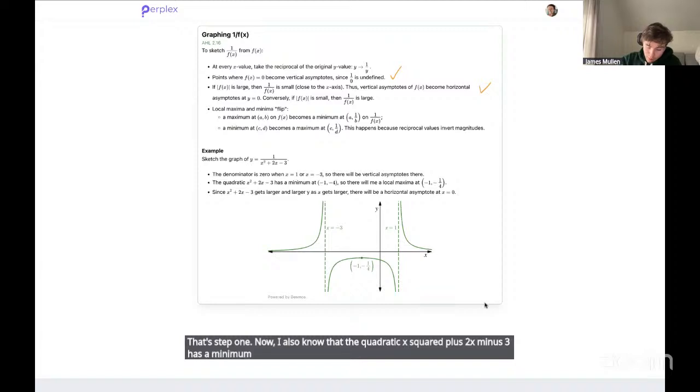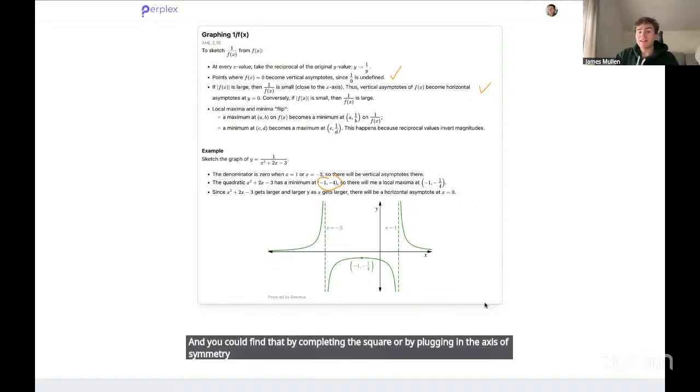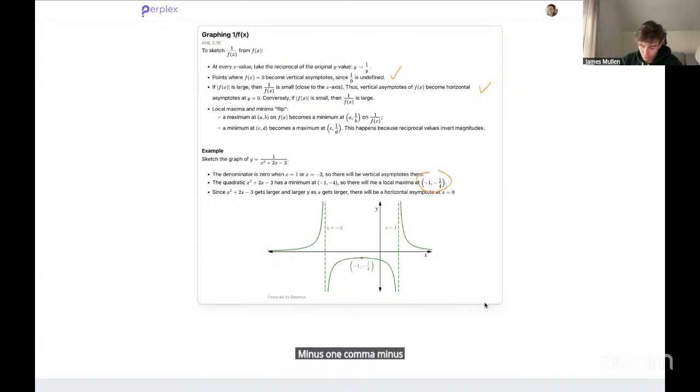Now, I also know that the quadratic x squared plus 2x minus 3 has a minimum at (-1, -4). And you could find that by completing the square, or by plugging in the axis of symmetry, and you would find that the quadratic has that minimum, or that vertex. And that tells me that the graph of y equals 1 over the quadratic is going to have a local maximum at (-1, -1/4), okay?